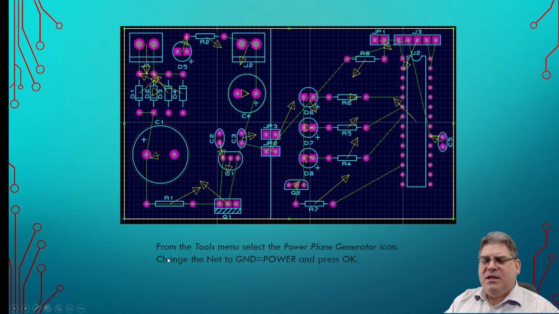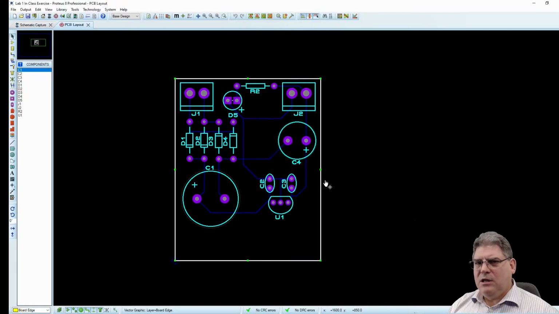Okay, next, we want to actually lay in a ground plane. Okay, so here we are. We've got this. Why don't I create the actual what we're doing? Okay.